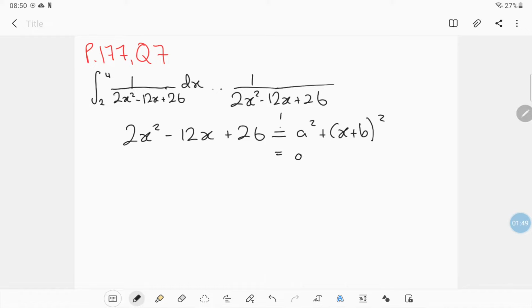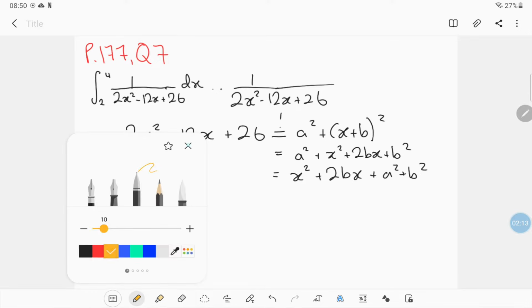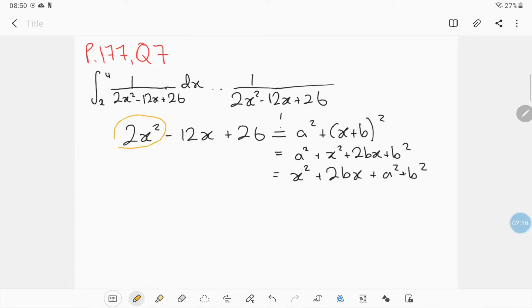So you get a squared, and you multiply out the right hand side, you get x squared plus 2bx plus b squared, and you're left trying to compare 2x squared minus 12x plus 26 with x squared plus 2bx plus a squared plus b squared. Okay, so the first thing, and I always try and get you to do this, is to check, do the x squareds match? And the answer is here, they do not. So this has failed.